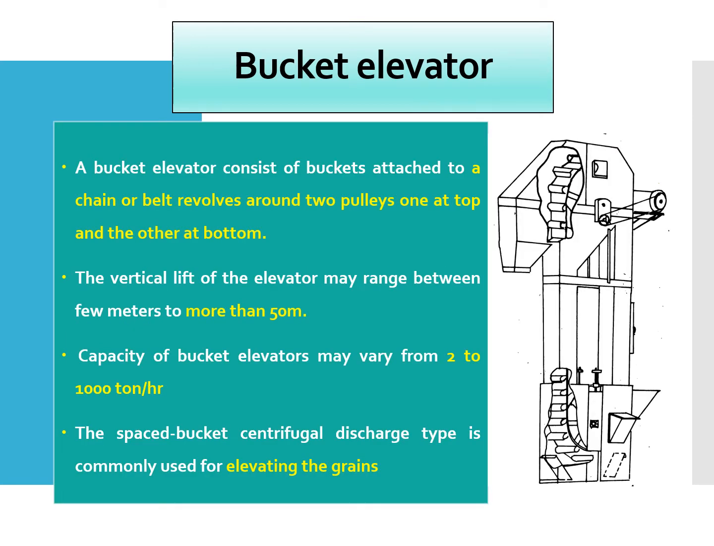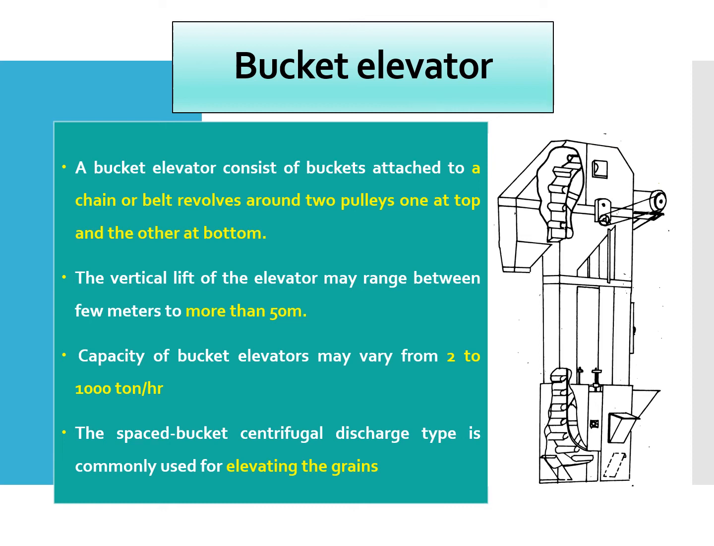Bucket elevator. A bucket elevator consists of buckets attached to a chain or belt, which revolves around 2 pulleys, one at the top and another one at the bottom, as shown in the figure. The vertical lift of the elevator may range between a few meters to more than 50 meters. Capacity of bucket elevators may vary from 2 to 1000 tons per hour.